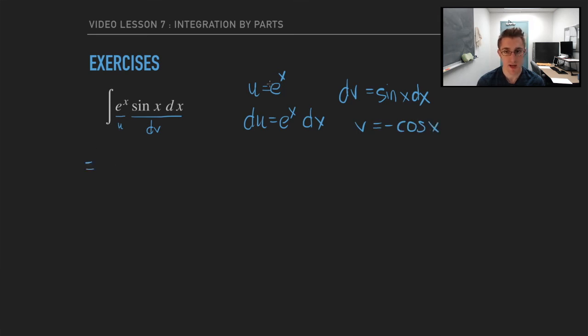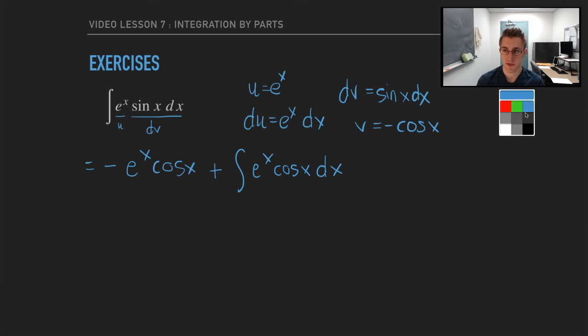So what do I get? I get u times v, so that's minus e to the x cosine x, minus the integral of v du, so that's going to be plus the integral of e to the x cosine x dx. Well, that's weird. I started with something e to the x times a trig function dx, and I simplified it back to that. So this is another one of those silly, classical, tricky integration by parts problems.